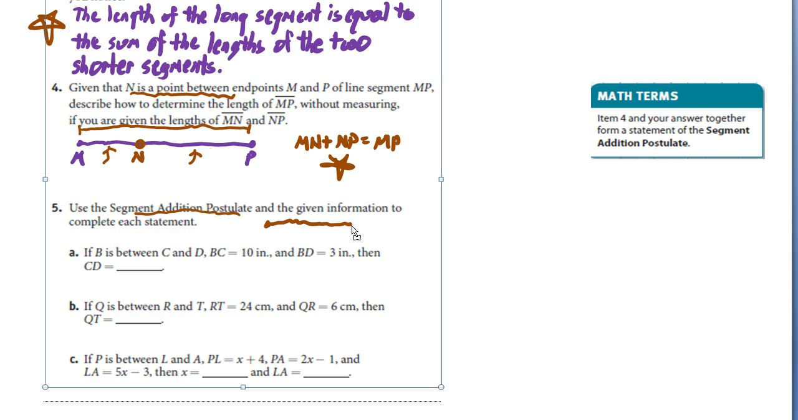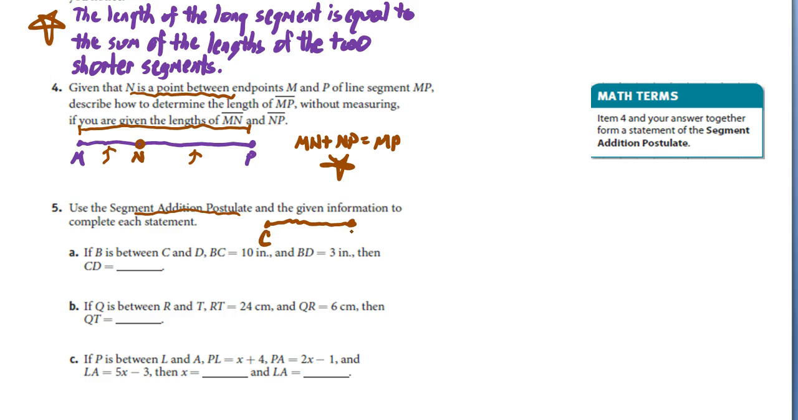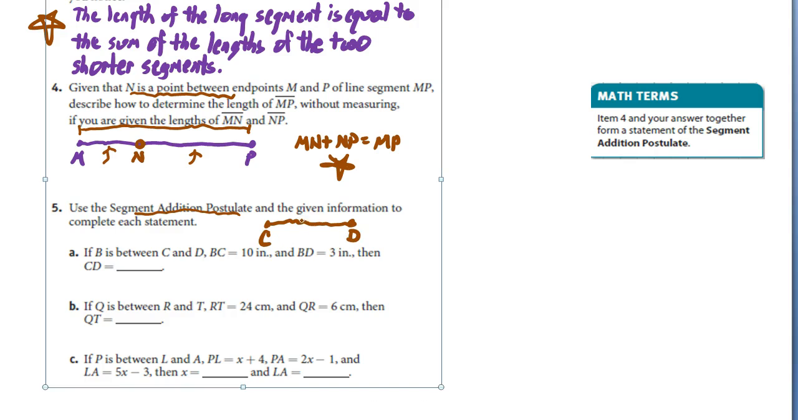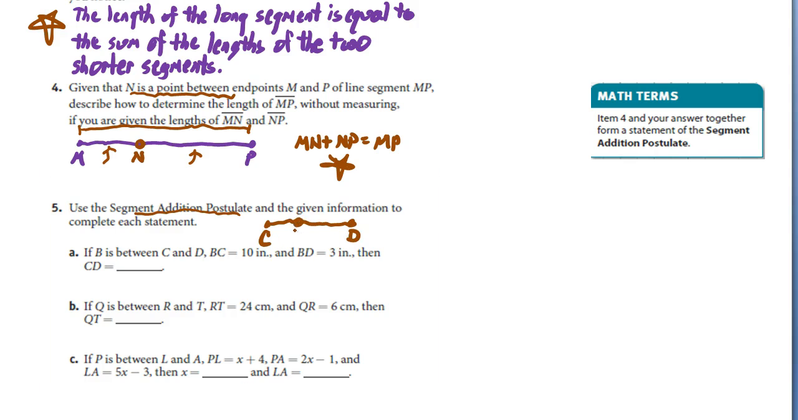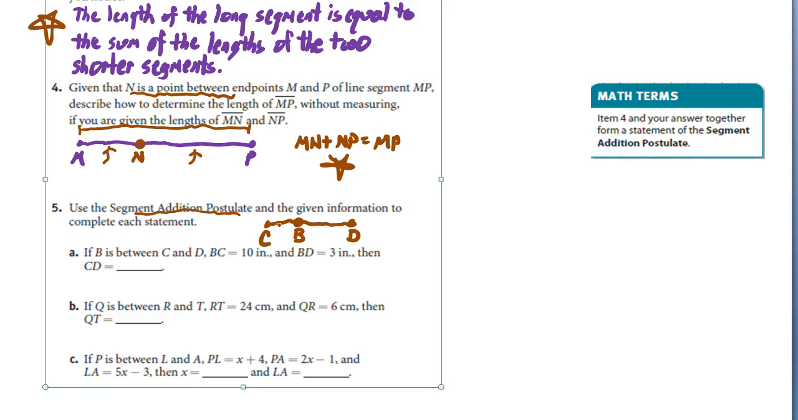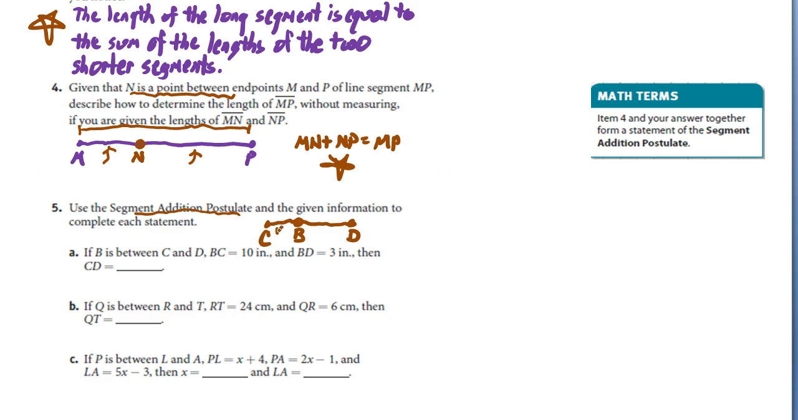This will help us get the points in the right order so we don't mess up. B is between C and D means C and D are the ends and B is somewhere between them. I don't know that it's in the middle. I don't know for sure that it's closer to C or whatever without really paying careful attention to the information that came next. So BC equals 10. So between here and here, that's 10.